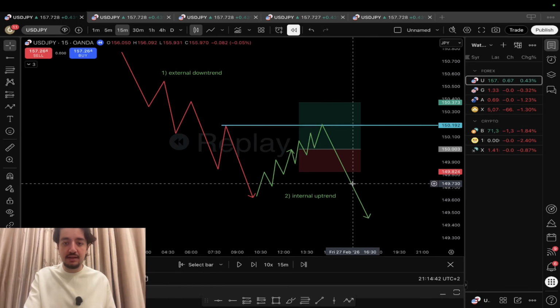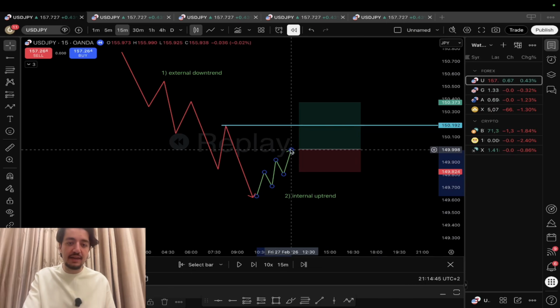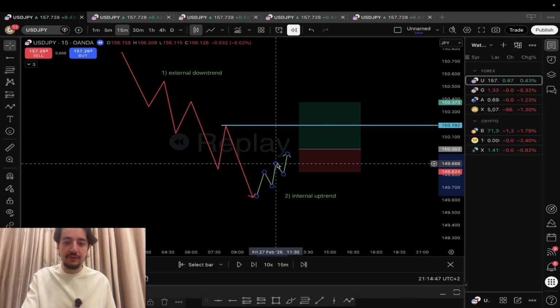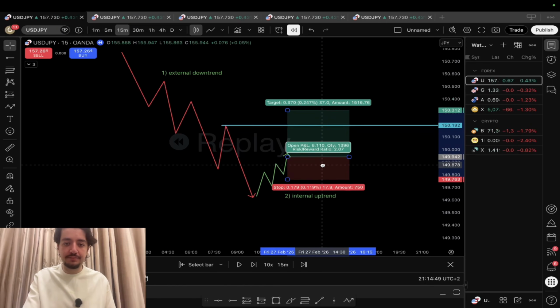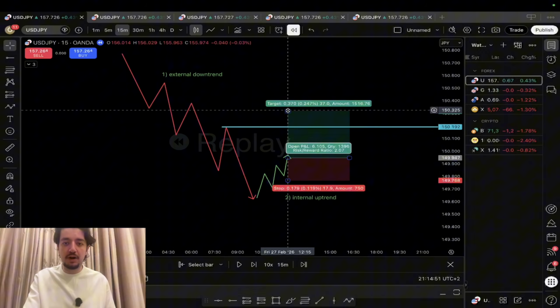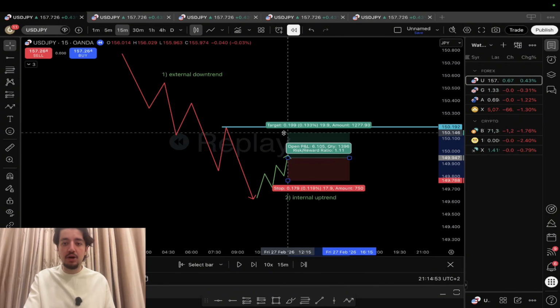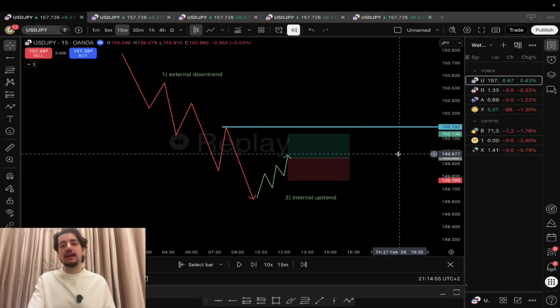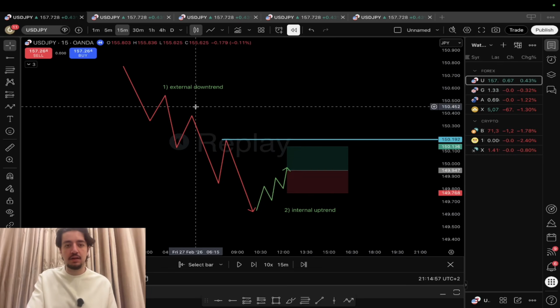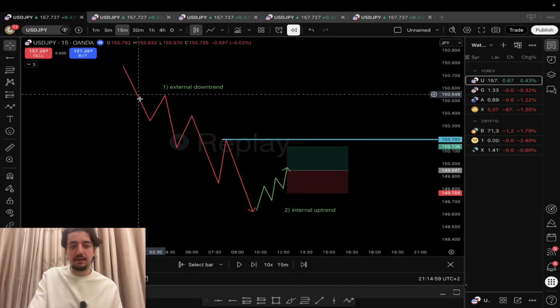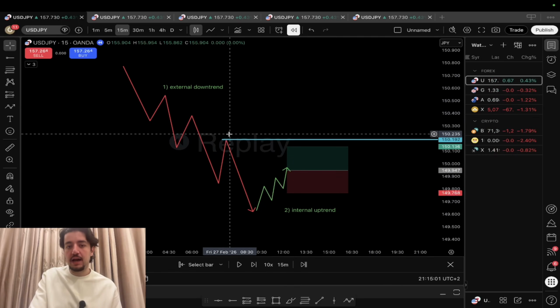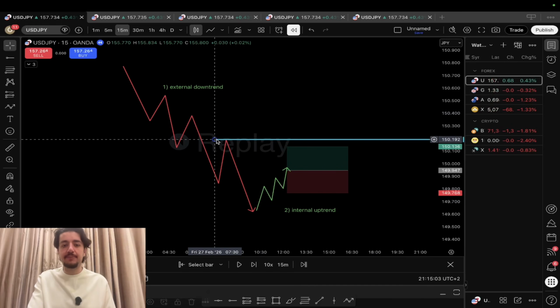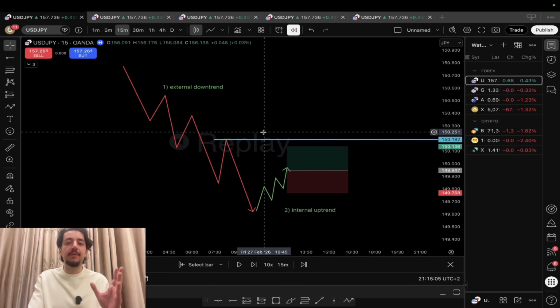Instead, when would I be comfortable taking the internal uptrend trades? Let's say I would enter buys here, and then my take profit would be, let's say here, below the external downtrend. Then I would be more comfortable taking these trades, because now I know that when I take the trade, I don't need it to break the external downtrend, so I don't care. I'm not asking for too much.